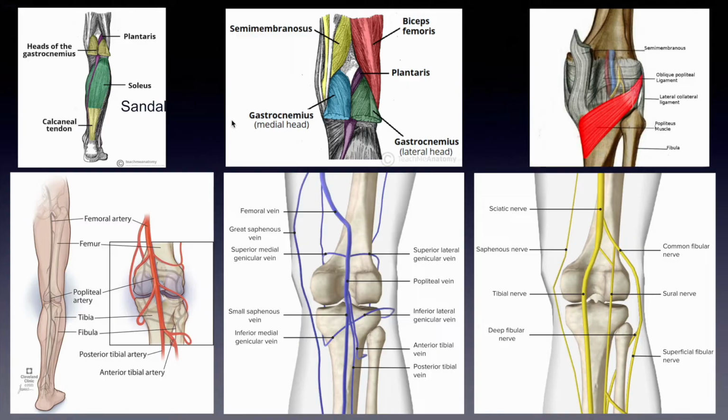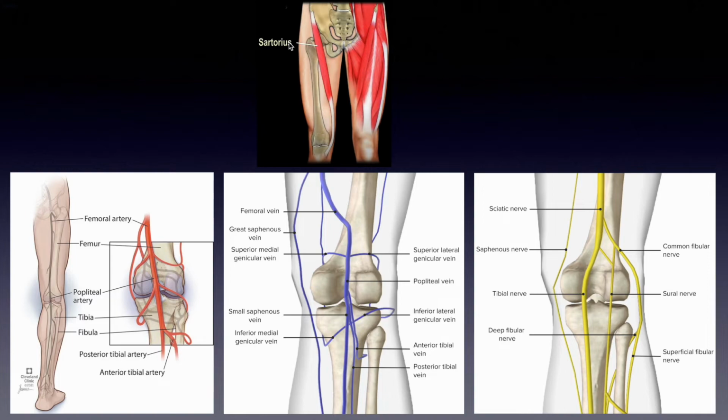Again, one more time, the soleus muscle, the gastrocnemius muscles, the medial and lateral heads, biceps femoris, plantaris muscle, semimembranosus, and here we can see the semitendinosus at the top, and the popliteal muscle, and the popliteal artery, popliteal vein, and the tibial nerve, and the common fibular nerve, and great saphenous vein. And one more muscle that we will see is the sartorius muscle. Keep in mind that it runs medially.